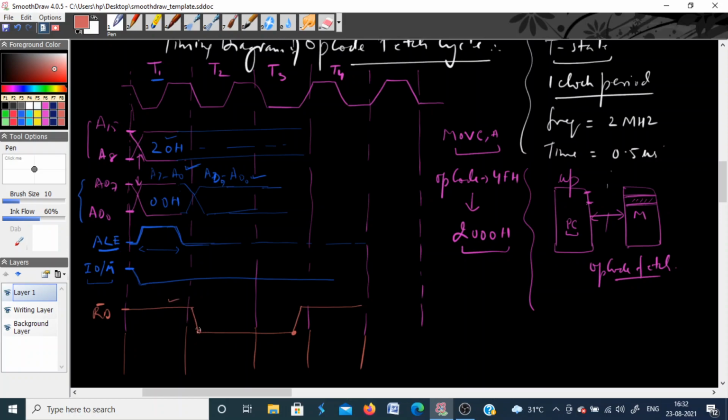Now during this time, when the read signal is activated and goes from 1 to 0, the opcode which is stored in the memory goes from this memory to this data bus. So if the code is 4fh, this 4fh will come now here. So this almost takes 2 machine cycles.